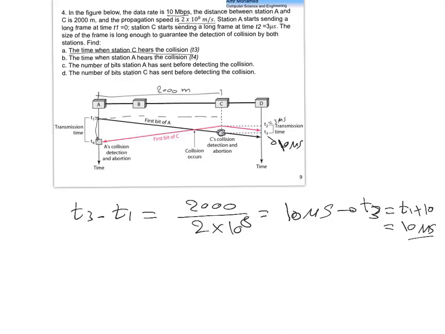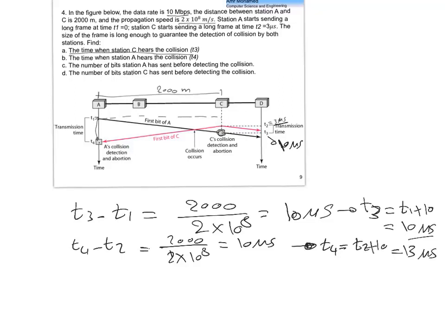Okay, so what is the time when station A hears the collision from C? Or in other words, C starts sending at time 3 microseconds, and we need to calculate the time at A. So t4 minus t2 equals the same thing, 2000 divided by 2 times 10 to the power 8, which is also 10 microseconds. But here we didn't start from 0, we started from 3 microseconds. So t4 equals t2 plus 10, which is 13 microseconds. So this time is 13 microseconds.